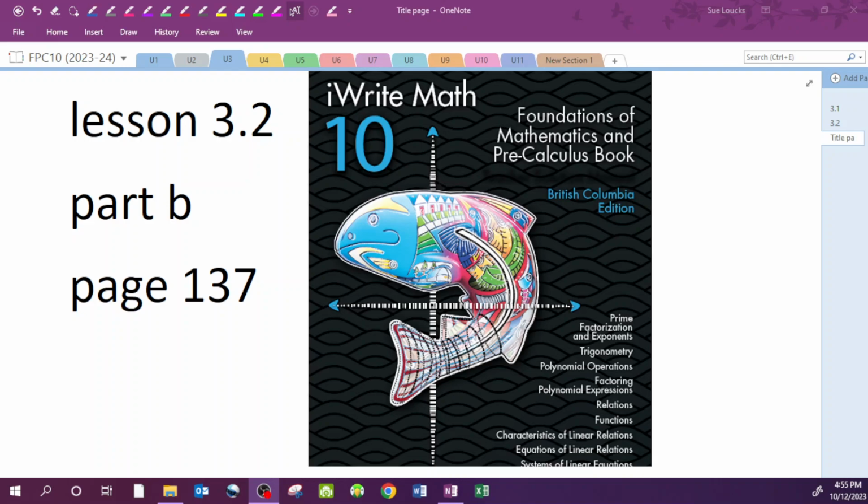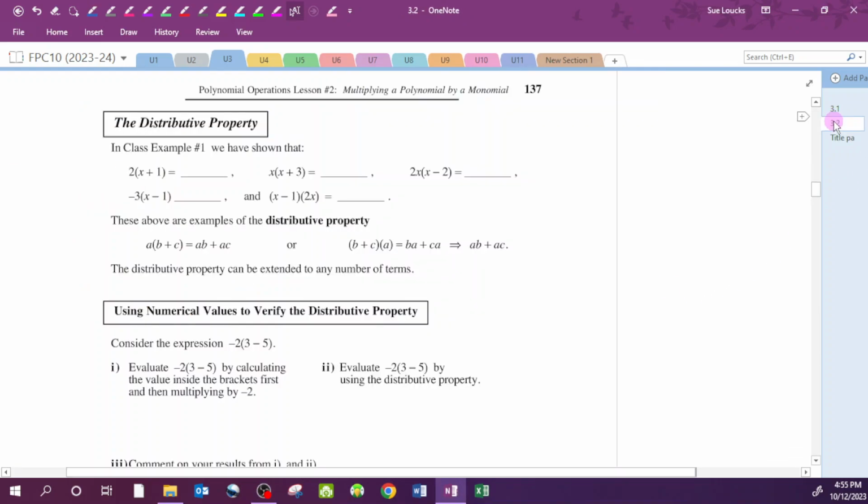All right, this is lesson 3.2, part B, starting on page 137 of the workbook. And we're going to do the distributive property, and this is hopefully review for you. So when we're multiplying this, it's this times everything in here. We have two x plus 1s. So that means that I have 2 times x, and I have 2 plus 1, so that equals 2x plus 2. And 3 times x plus 3 is x squared plus 3x.